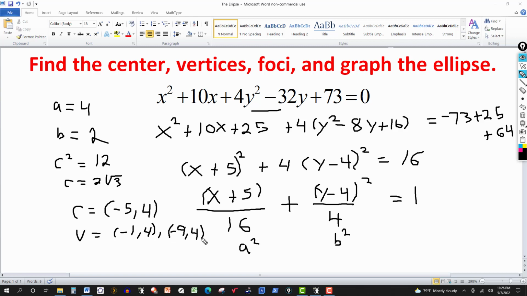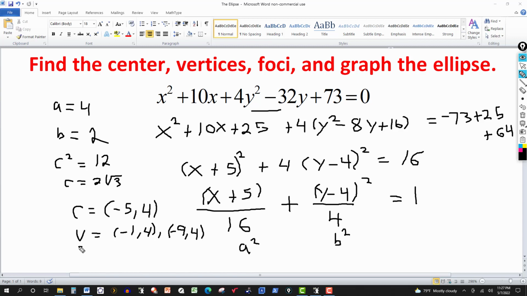So you picture that, we go 5 over to the left, 4 up to get the center. Then 1 to the left, 4 up, that'll be 1 vertex. And then 9 to the left and 4 up, that'll be the other vertex. And of course it's going to be on the major axis. The major axis in this case will be parallel to the x-axis.